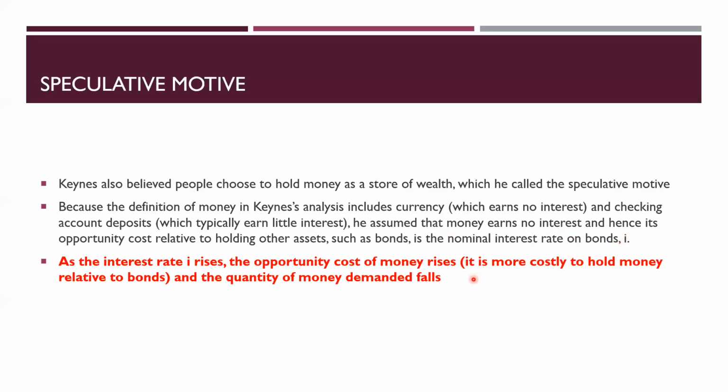Therefore, the implication is that as the interest rate i increases, the opportunity cost of money rises. It is more costly to hold money relative to bonds, and the quantity of money demanded falls. Is this clear? Because we are looking at the relationship between money demand and interest rates. So if interest rates on the market go up, people realize that if I choose to continue holding my real cash balances, I'm losing in terms of the opportunity cost on the money that I could have earned had I invested this cash in a savings account or as a deposit. Right, I hope this is clear.